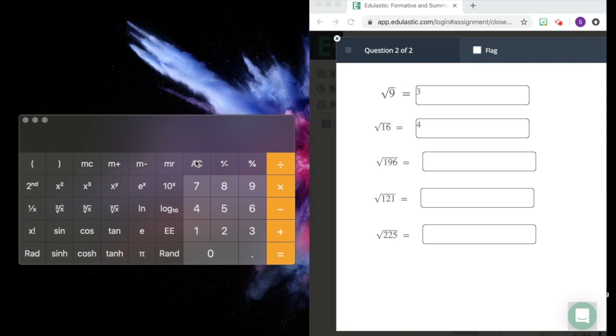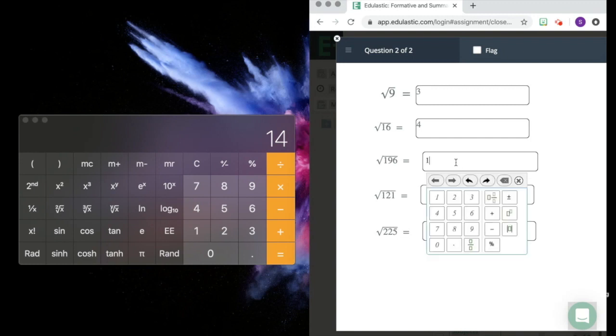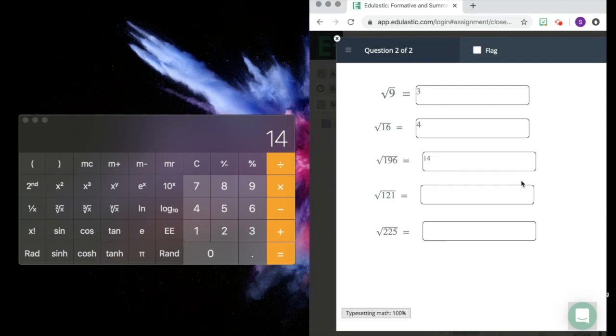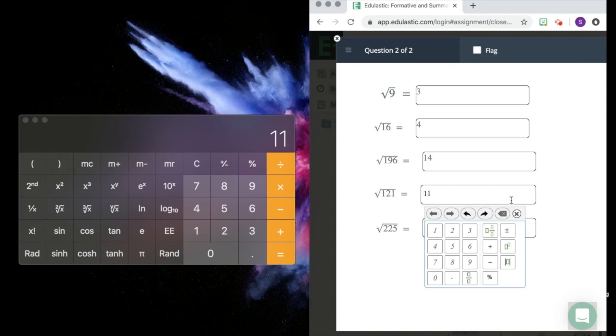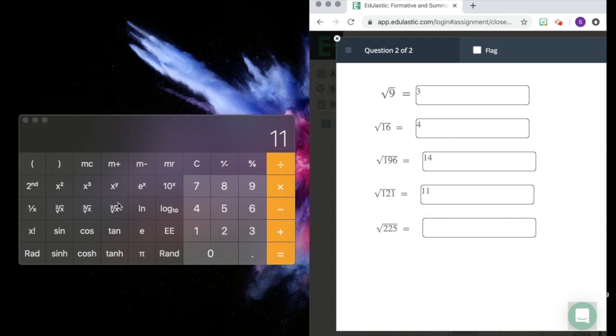All right, moving on. So what is the square root of 196? Well, I'm not 100% sure. I think I know, but let's let the calculator do the work. 14. Shortcut to check it. Well, 14 squared should be 196. Looking good. All right, what's the square root of 121? Hit the square root button and the answer is 11. And I know that's correct because 11 squared is 121.